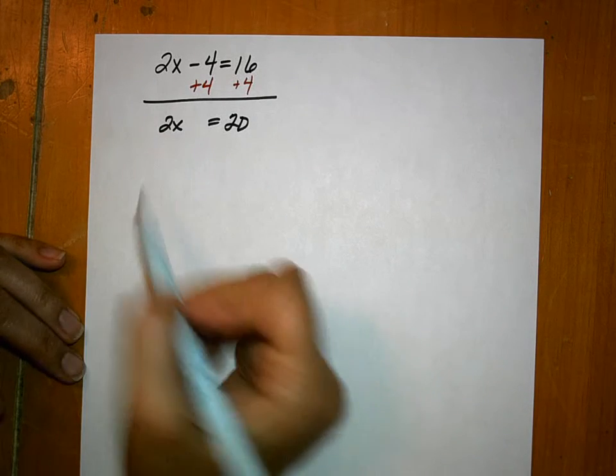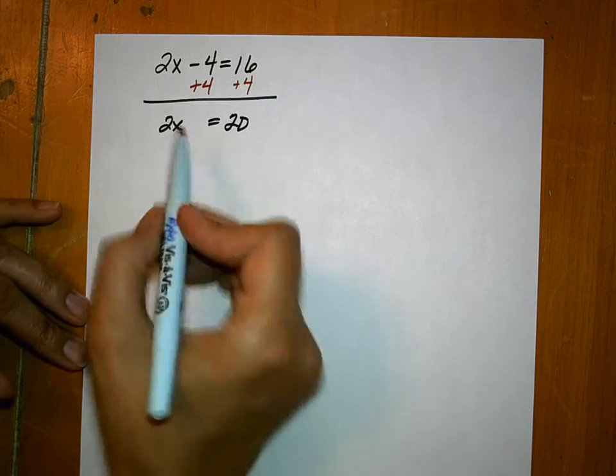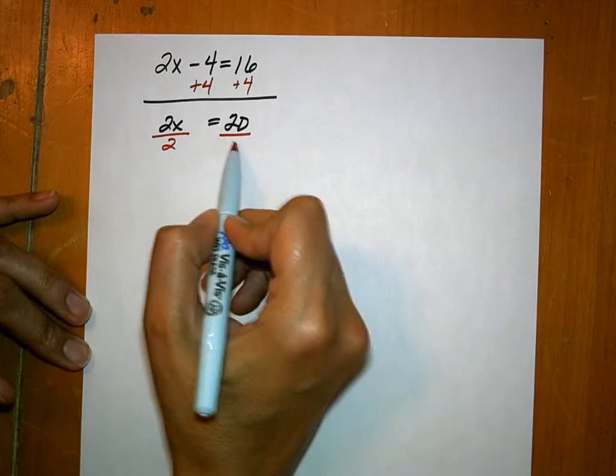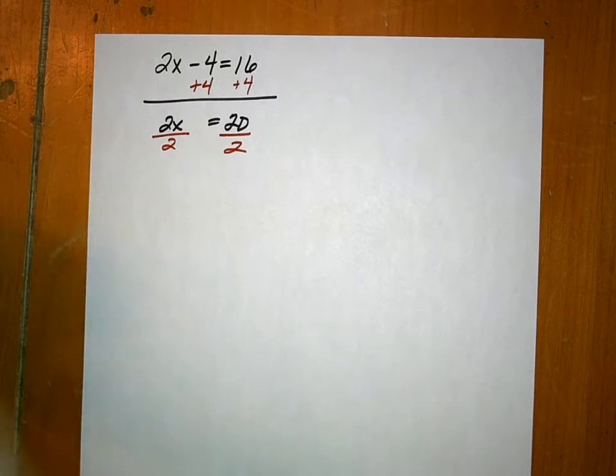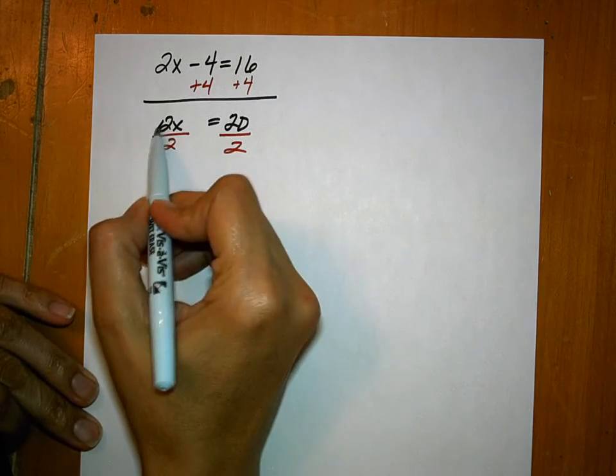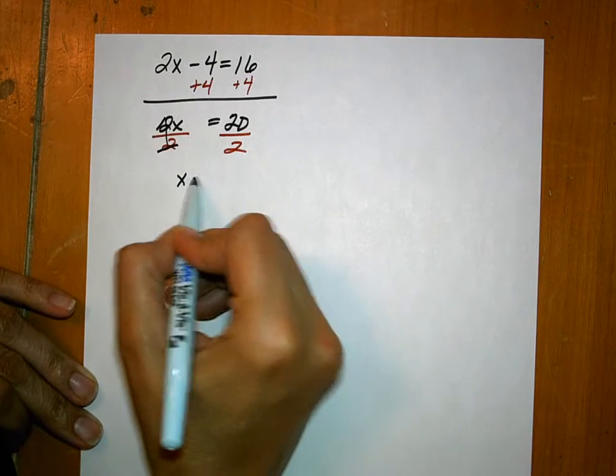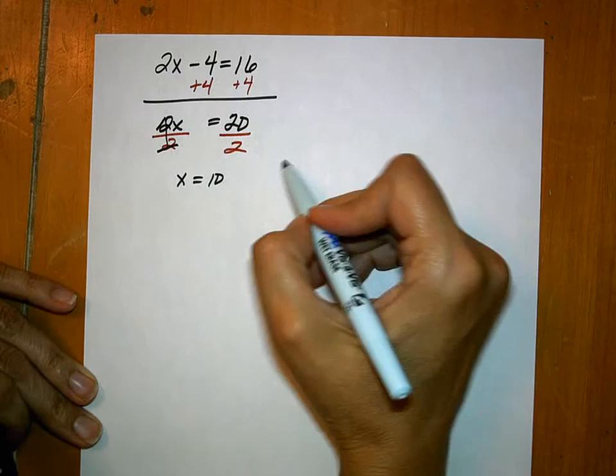We see 2 times x here. The opposite of multiplication is division, so we're going to divide off 2. Remember, both sides of the equation. That keeps it equal. 2 divided by 2 is 1, and our solution is x equals 10. Don't forget to check your answer.